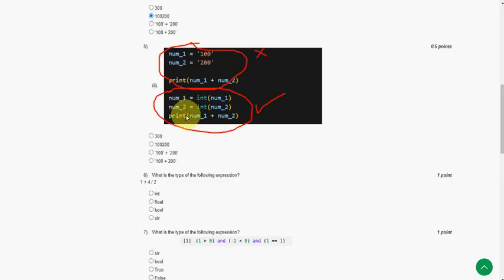Here the answer will be 300, because they are converting the number 100 string into the integer form, int of 100, int of number 1, and in a similar way, int of number 2. So, 100 string will become 100 number and 200 string will become 200 number. So, 100 plus 200, 300. So, the answer is option A. I mean, first option is the correct answer for fifth question.